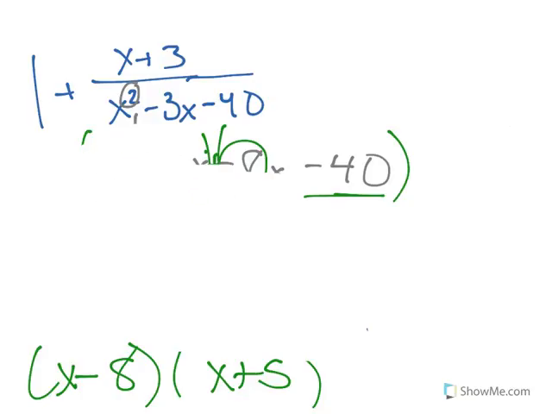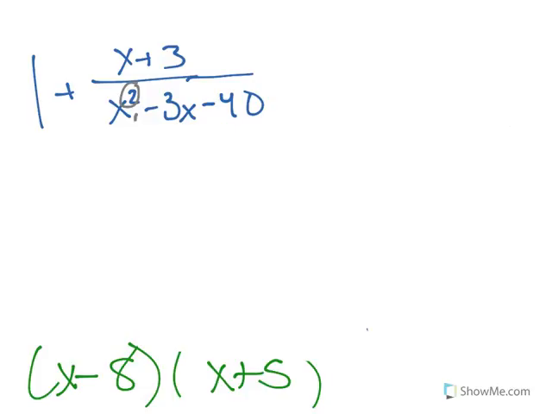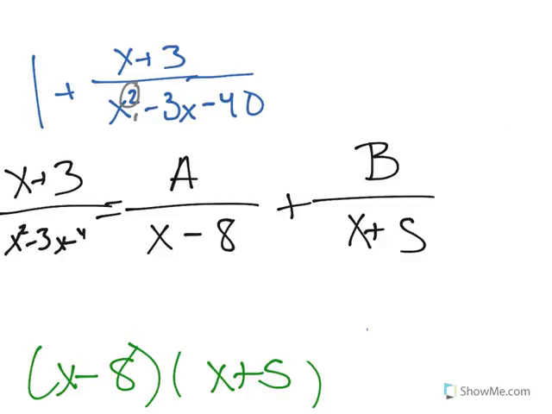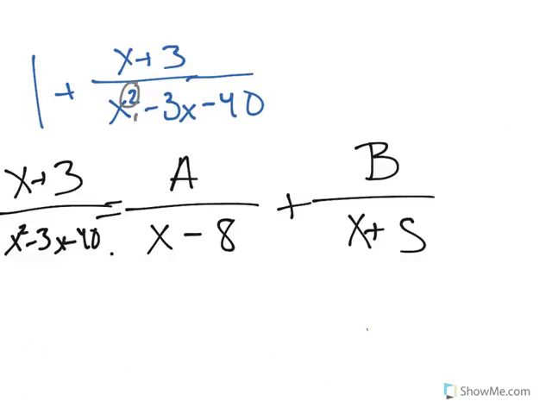Our two factors are x minus 8 and x plus 5. So now, having that, as you may recall, we said that there is some number a over x minus 8 plus some number b over x plus 5 that is equal to x plus 3 over x squared minus 3x minus 40. However, how to find a and b?